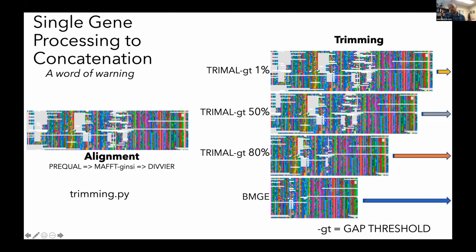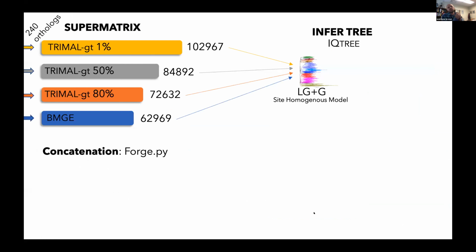And so for trimAl, you can set a gap threshold. A gap threshold of 1% means effectively no trimming, up to whatever you want, to 1, I guess. And 80% would be our cutoff there. And then there's also the very commonly used BMGE. Given various cutoffs for trimming, when you concatenate those supermatrices using the tool Forge, those 240 orthologs will yield vastly different data set sizes.